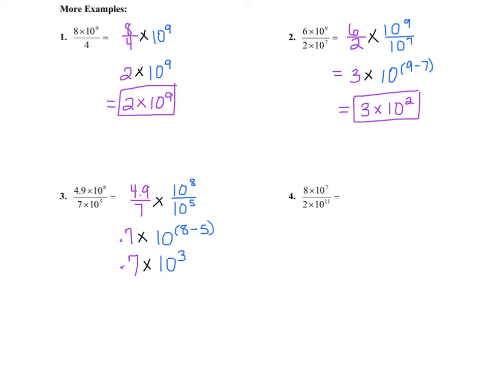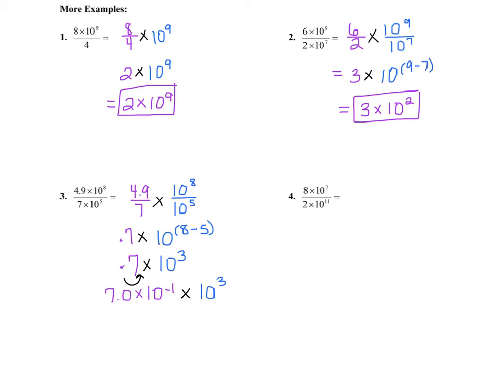So now you want to ask yourself, is this already in scientific notation? And if you notice here, it's 0.7. So is that in scientific notation? No, it has to be 1 or greater. So now you want to move your decimal 1 to the right, and we're going to rewrite it. 7.0 times 10 to the negative first power. And now we're going to times that by 10 to the third power.